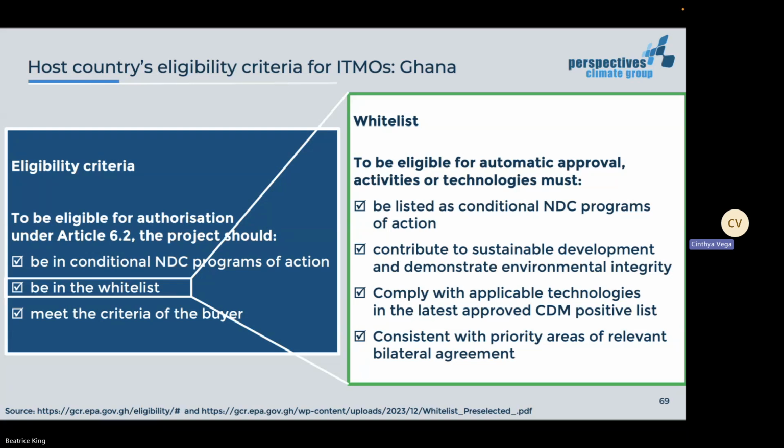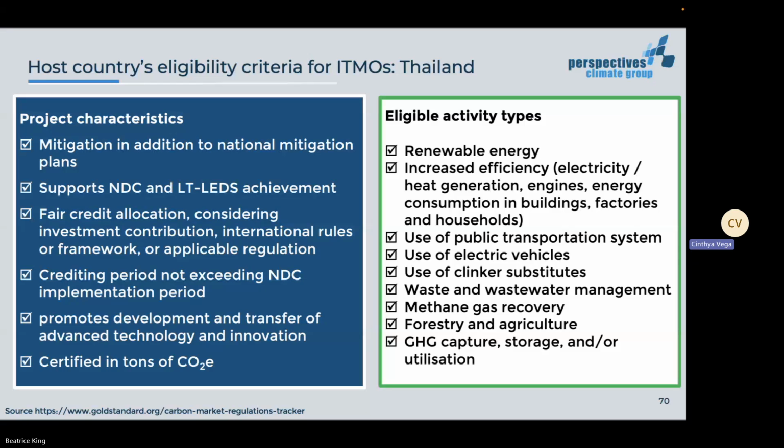So this is Ghana's example, but if we move forward to the next slide, we have Thailand's eligibility criteria for ITMOs. For Thailand, they defined project characteristics and also eligible activity types. In the project characteristics, they say that mitigation has to be in addition to the national mitigation plans. It has to support the NDC and the long-term low carbon development achievement, etc. And they have a very clear list of eligible activity types that can request authorization: renewable energy, increased efficiency activities, public transportation systems, etc.